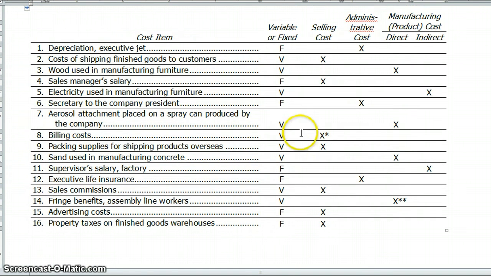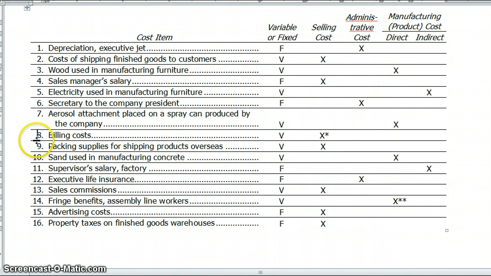The billing cost would be variable. This is arguable, depending on whether you have one clerk that's paid a salary to work the whole year and all they did was billing. If you were paid on an hourly basis, the more billing you had, the higher the total billing cost. That's where it would be considered variable in nature. So once again, you need a little more detail to really clearly get this one nailed down.